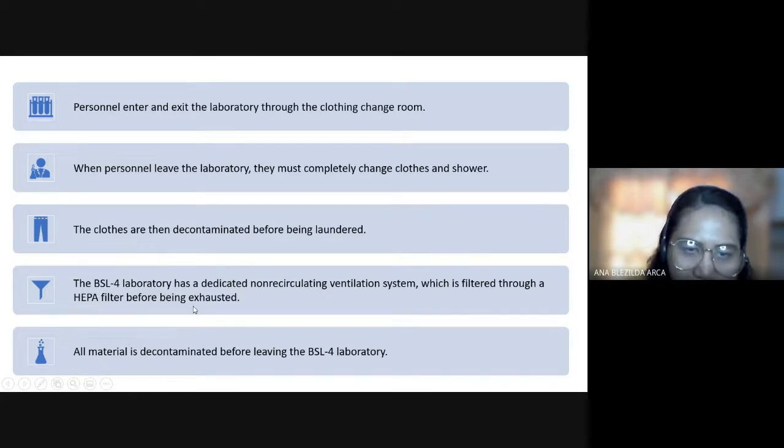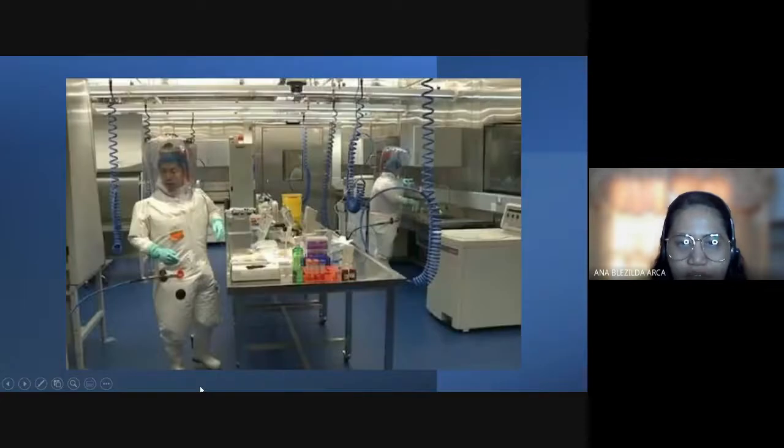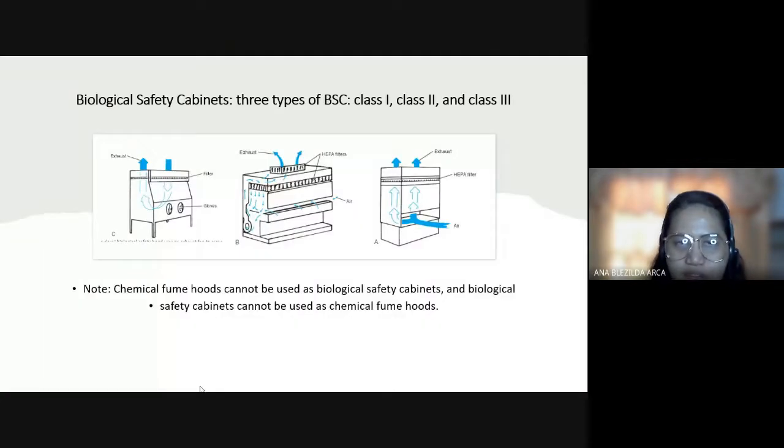Tapos, yung level 4 lab na yan, meron siyang dedicated non-recirculating ventilation system which is filtered through the HEPA filter before being exhausted. Yon. So that this is the level 4 laboratory.